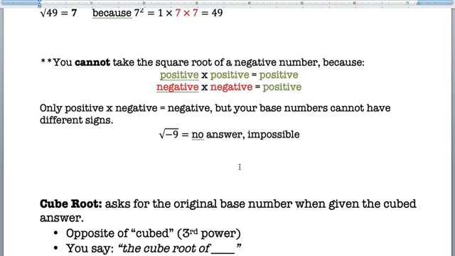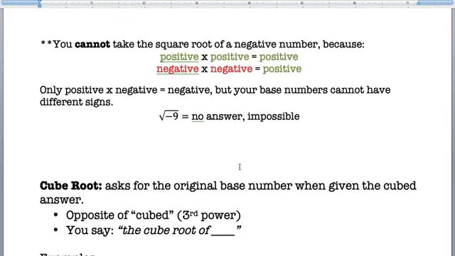The last thing we're going to cover is cube roots. So cube roots are the opposites of cubed. You probably already guessed that. Another important vocabulary word you might want to bold or highlight. Cube root asks for the original base number when they give you the cubed answer. So like we said, it's the opposite of cubing something to the 3rd power. Here you say the cube root of whatever that number is.